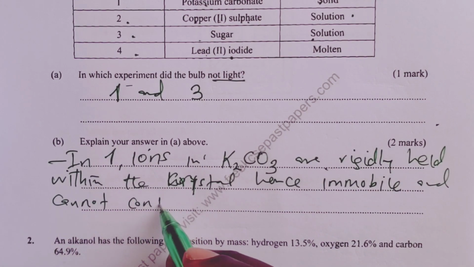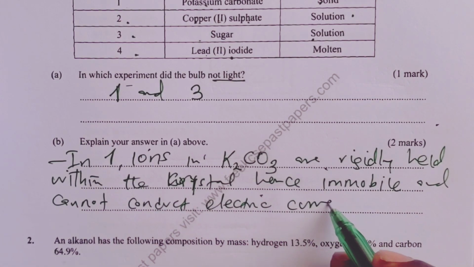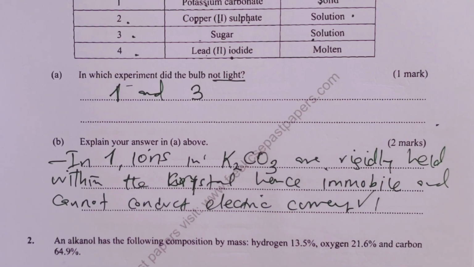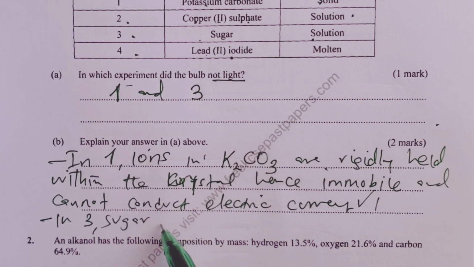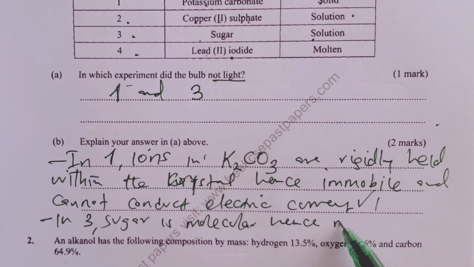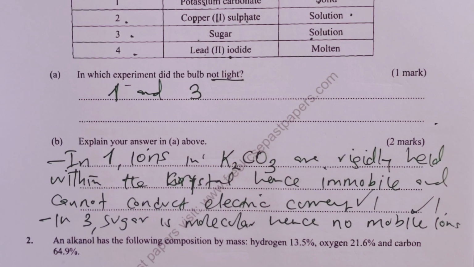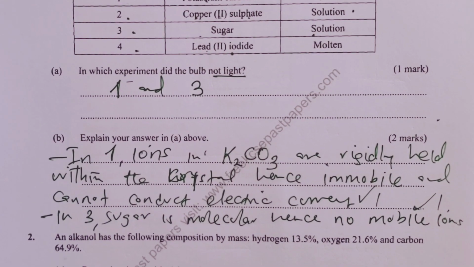conduct electric current. That would give our first mark. Then we explained that in 3, of course, we know sugar is molecular. Sugar is molecular, even in solution. Hence, it lacks mobile ions. So there will be no conduction there as well for another mark.